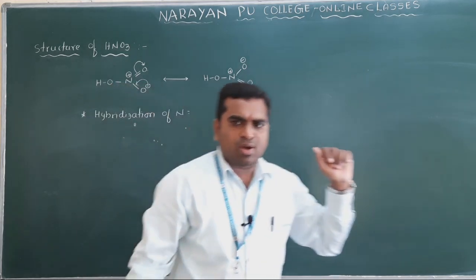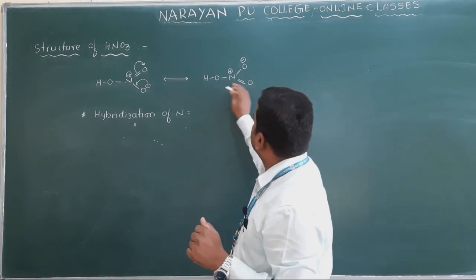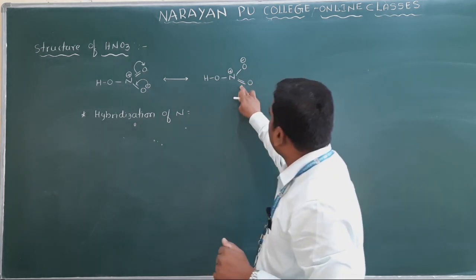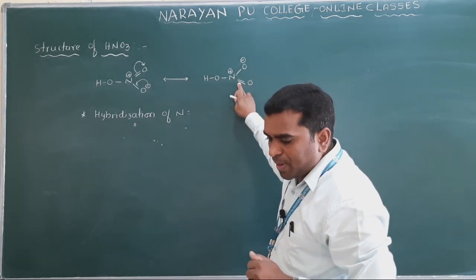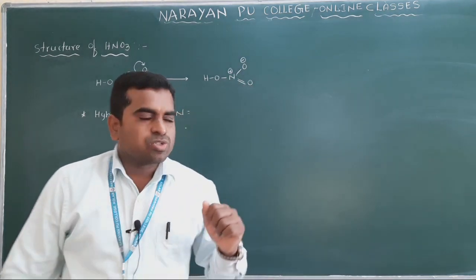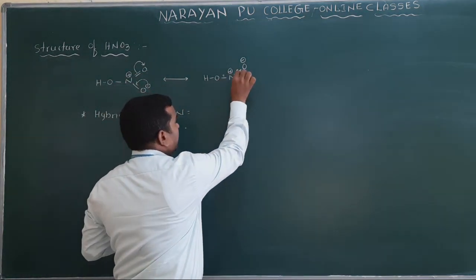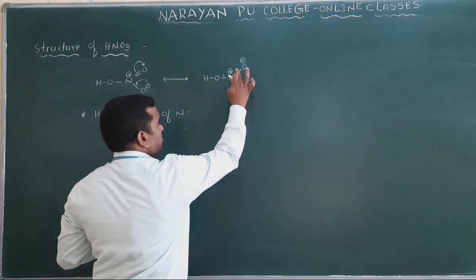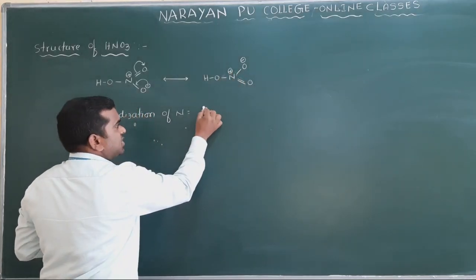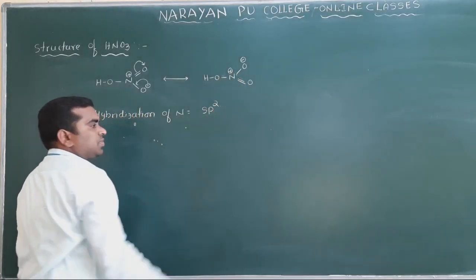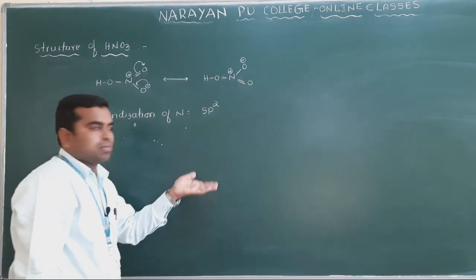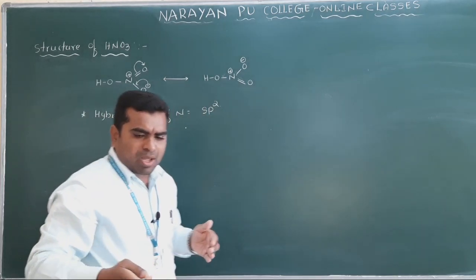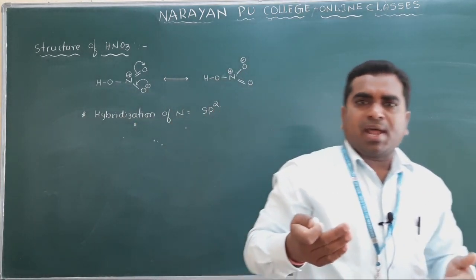How many bonds is nitrogen forming here? 1, 2, 3, so 3 bond pairs are there, and this is a pi bond. We never consider the pi bond in hybridization. So how many sigma bonds are there here? 1, 2, and 3. One is a pi bond. So 3 sigma bonds means the hybridization is sp2, 3 plus 0. The hybridization is the number of bond pairs plus the number of lone pairs.